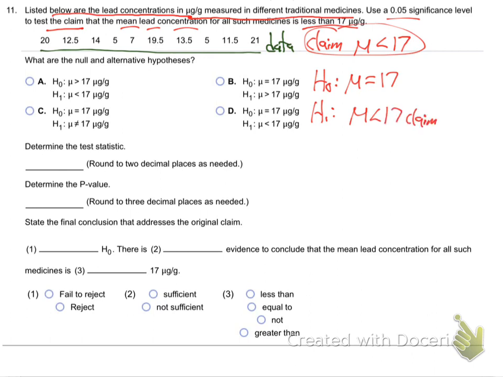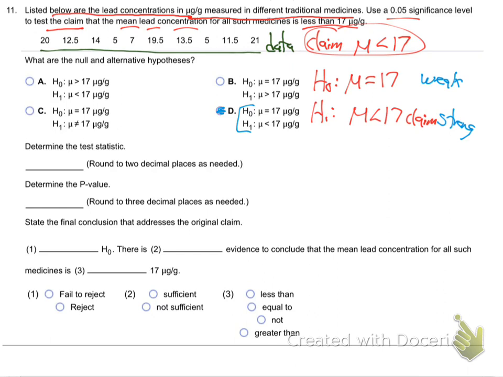And then where's the evidence strong and weak? Always weak on the null. Strong evidence required for the H1. All right, so which one of those is right? It's D. There's our setup. And now we go to our calculator.